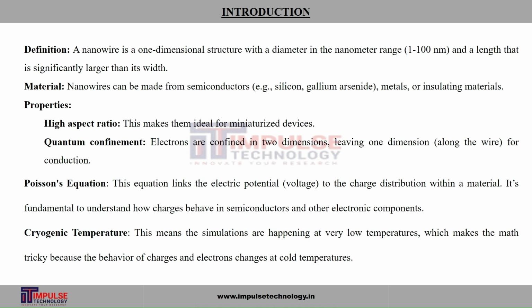Poisson equation. This is a mathematical equation that helps us understand how electric charges are distributed in a material. It is crucial for designing semiconductors and other electronic components. If we talk about cryogenic temperature, this refers to a very low temperature, often close to absolute zero. At this temperature, the behavior of charge and electrons changes, which can make simulation and experiment more complex.